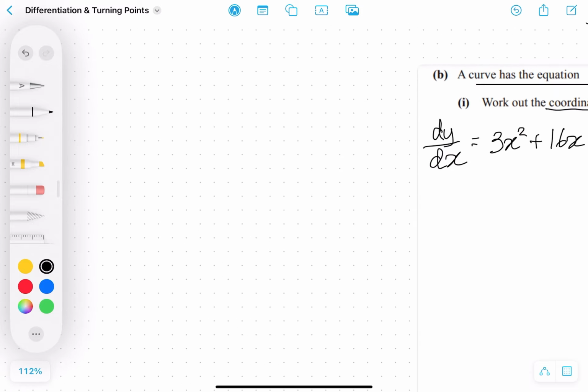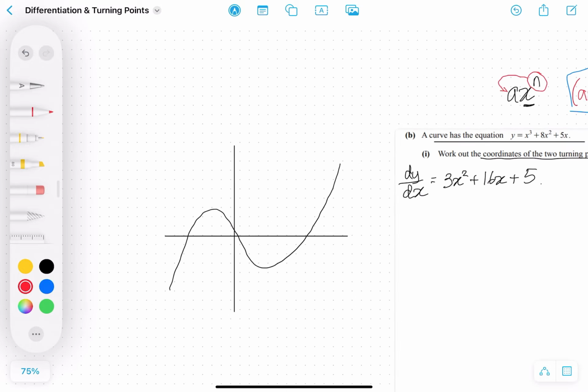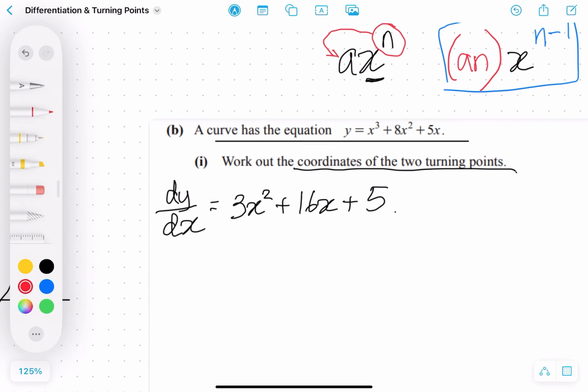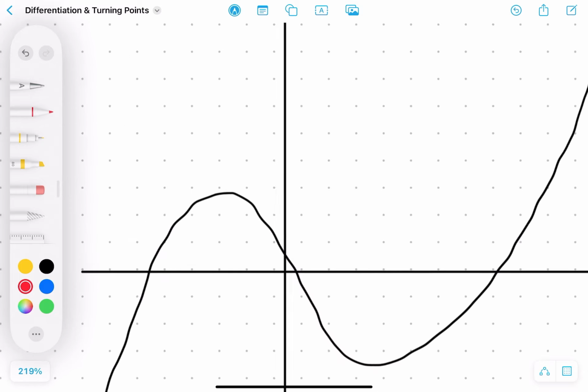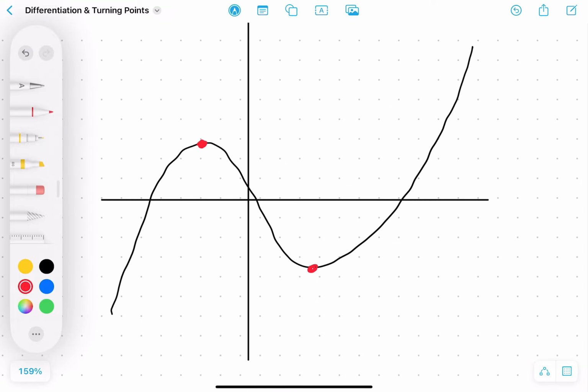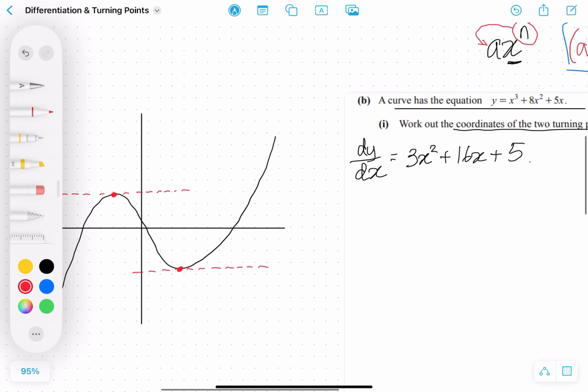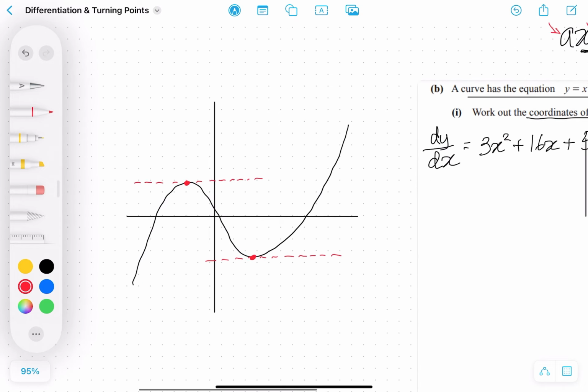So let me just illustrate this visually on a graph. Suppose we have this curve that looks like this. The turning points will be the 2 points where the gradient is 0. It would be these 2 points right here. Because if you drew a tangent to those 2 points, like so, you would get a gradient of 0. This is just a horizontal line, so that's a turning point. That gradient is equal to 0. So therefore, at these 2 points, dy by dx is equal to 0.